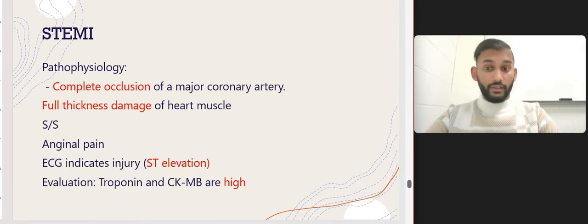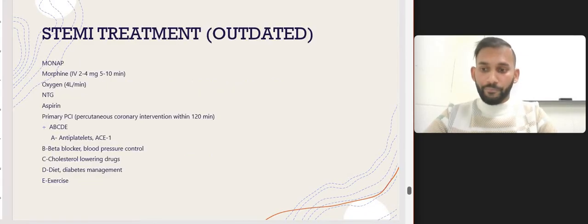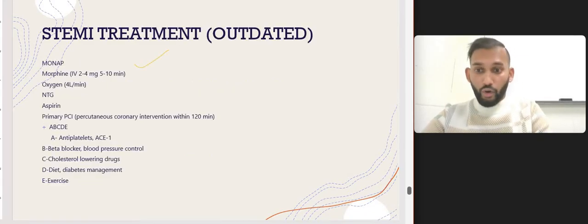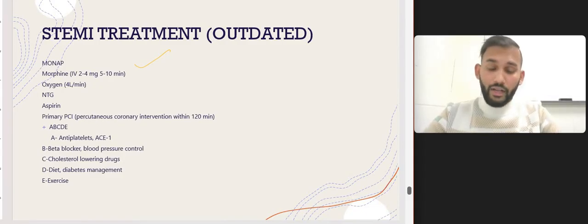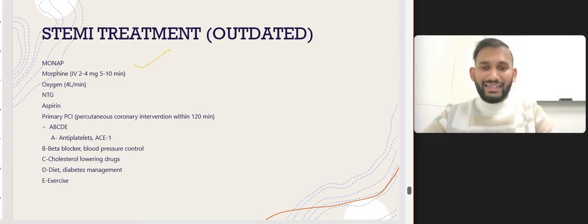With the STEMI, there is a complete occlusion, there is complete damage to the thickness of the heart muscle, there is ST elevation, and there is elevation of the cardiac enzymes such as CKMB and troponin. With the STEMI, you have MONA but P. So MONA P, which is your primary PCI, primary percutaneous coronary intervention, has to be done within, it says, 2 hours.